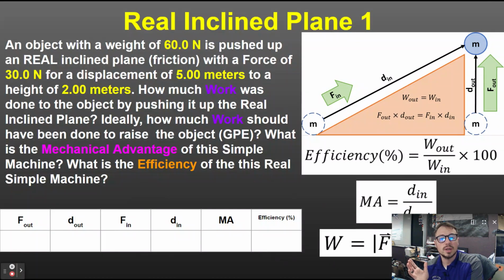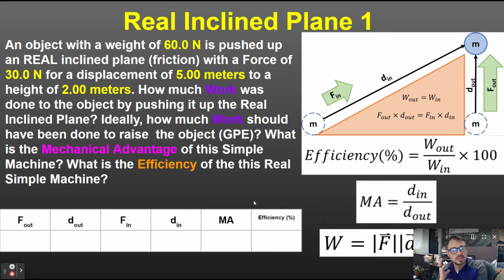So let's take a look at a real inclined plane. Same thing, I'm lifting a 60 Newton object up a real inclined plane. Now, when we did ideal, that means no friction. We're not losing any energy. It was 24 newtons, right? Now, I have to apply 30 newtons, so some of that energy is being lost to friction.